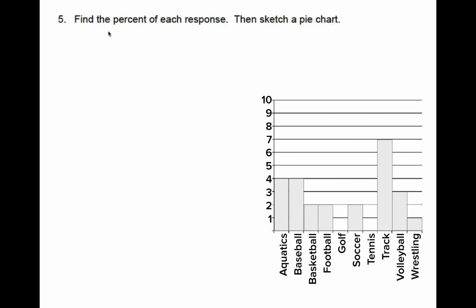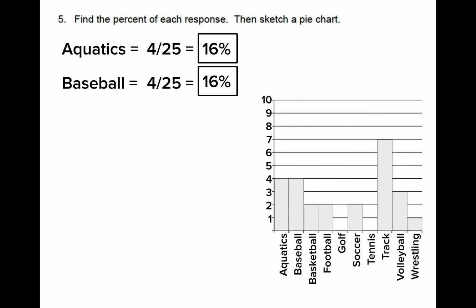Now number 5 says to find the percent of each response and then sketch a pie chart. Out of the 25 responses, 4 people said aquatics, so 4 out of 25. If you do 4 divided by 25, you get 0.16, but then you have to convert it to a percent. So you move the decimal over twice and get 16%. Same percentage for baseball.